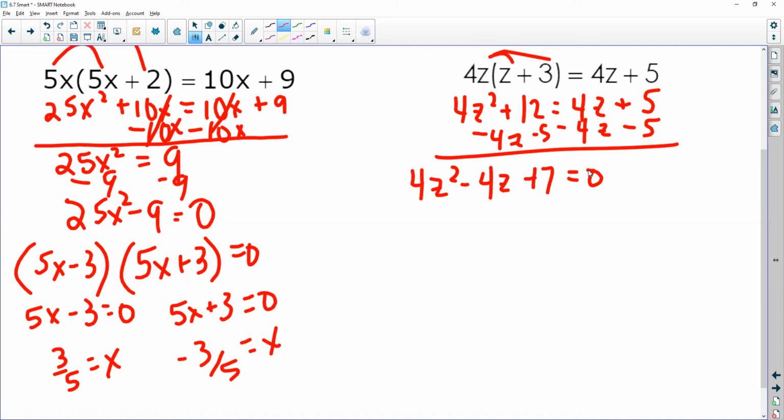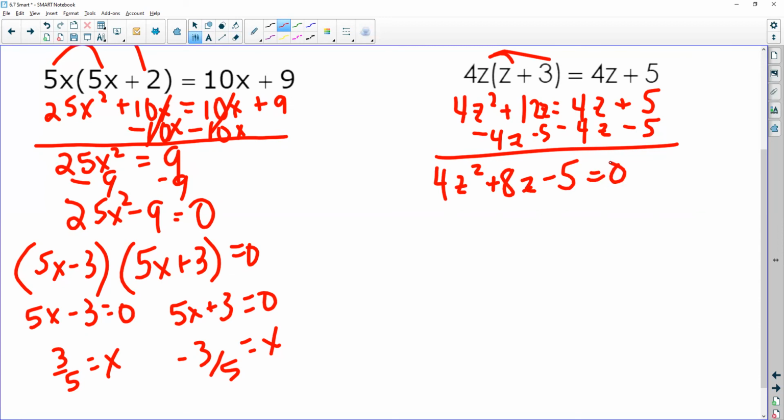All right, well, nothing special here. I guess I have to use the AC test. Oh, wait. That was a 4z. This should be a 12z. That's where I messed up. Maybe something was wrong. 4z minus 12z. All right, let's try that. 4z squared. 12z minus 4z is 8z minus 5 equals 0.